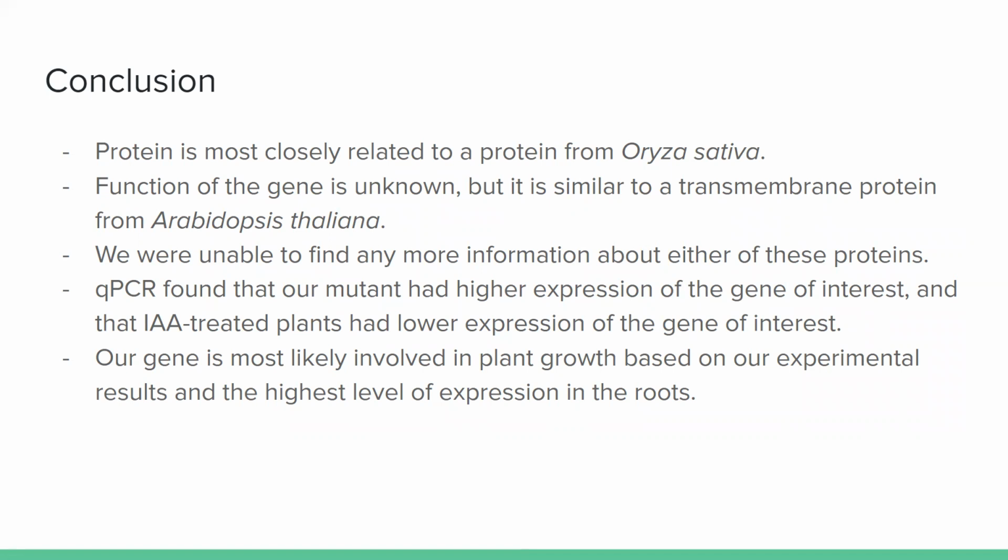Our qPCR found that our mutant had higher expression of our gene of interest than the wild type, and that IAA-treated plants had lower expression of our gene of interest, which is interesting because IAA is a plant growth promoting hormone. So our gene is most likely involved in plant growth in some way based off our experimental results, perhaps regulating it because IAA treated plants had lower gene expression. This would also be consistent with our finding that the highest level of expression occurred in the roots, which may make sense because it may be a transmembrane protein.